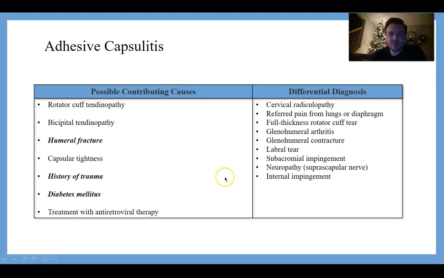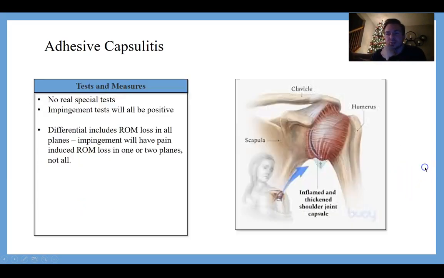So again, possible contributing causes: humeral fracture, history of trauma, diabetes, thyroid issues. For differential diagnosis, you want to include cervical radiculopathy and full thickness rotator cuff tears, because they're going to be super stiff and can't lift their arm very well, so you might think it's a rotator cuff tear. Neuropathy and things of that nature are the big differentials.